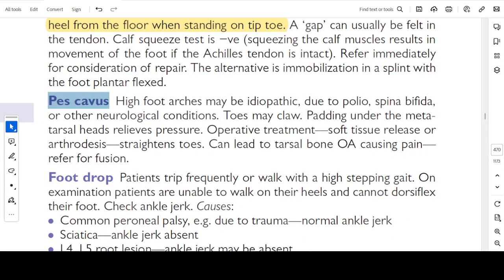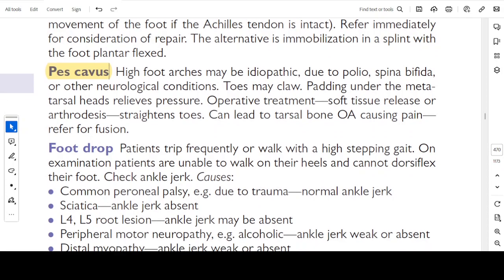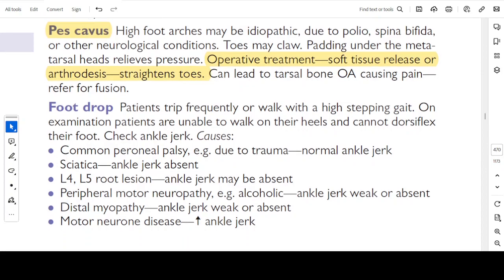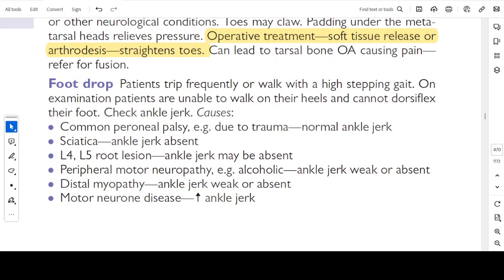Pes cavus. High foot arches may be idiopathic or due to polio, spina bifida, or other neurological conditions. Toes may claw. Padding under the metatarsal heads relieves pressure. Operative treatment: soft tissue release or arthrodesis straightens the toes. It can lead to tarsal bone osteoarthritis causing pain. If there is osteoarthritis of the tarsal bones, then you need to refer them for fusion.